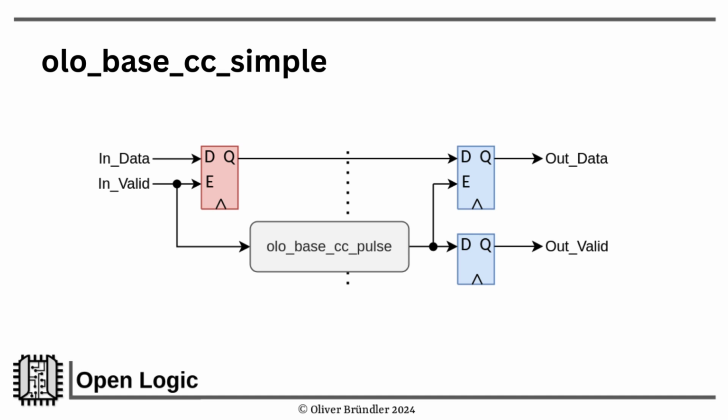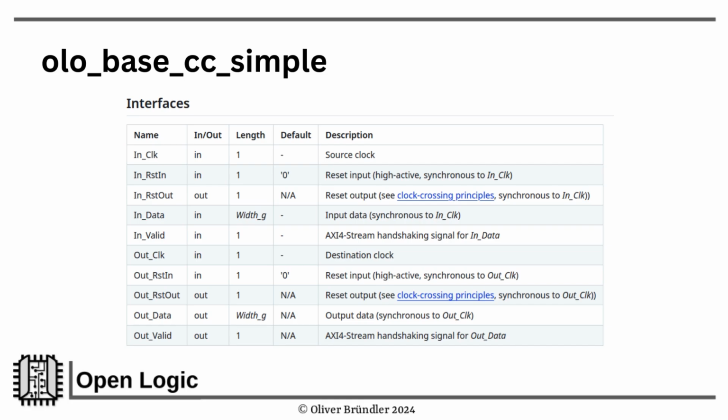As you might have noticed, OpenLogic clock crossings are built very hierarchically, so they use each other. This helps to reduce code duplication and duplication of synthesis attributes to ensure correct implementation. The interface is relatively similar to the interfaces shown before, just that data is now transferred to the other clock domain together with a valid handshaking signal, which is present on the input clock domain as well as on the output clock domain.